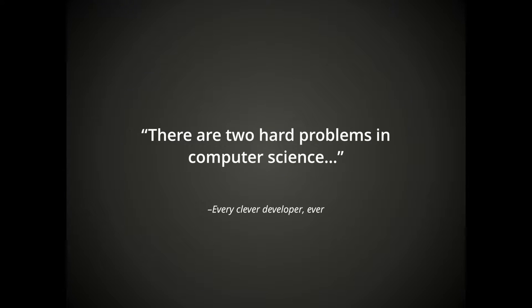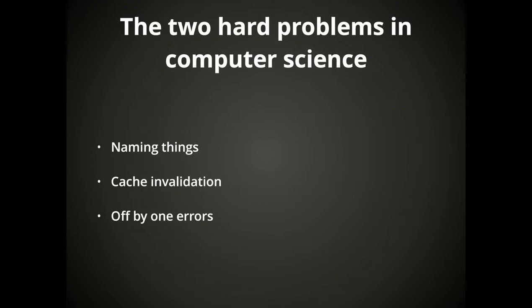This is going to be a great one. I bet no one has ever heard this one before. There's 200 problems in computer science. Yeah, everyone said that. Those are naming things, cache invalidation, and off by 1 errors.